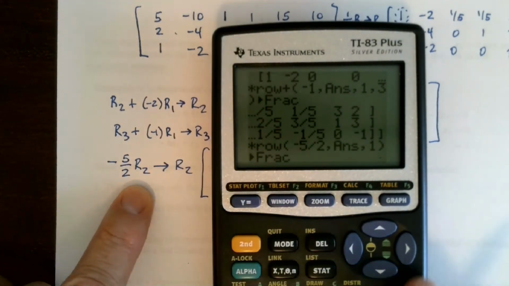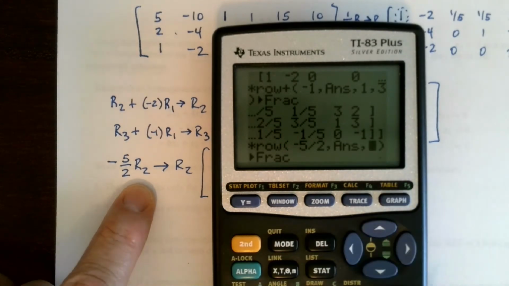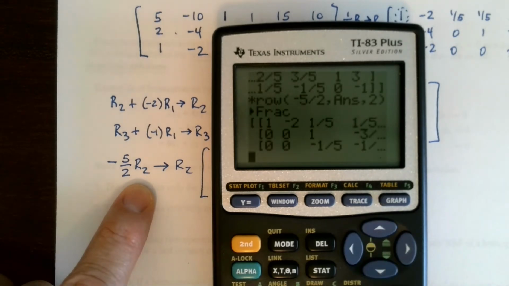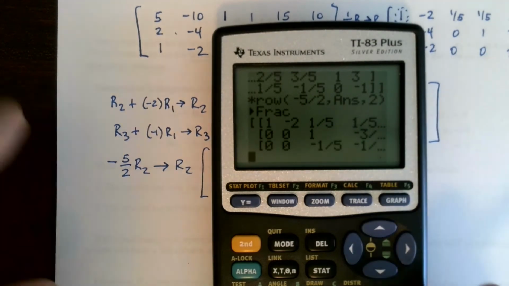Okay, -5/2. Answer is the matrix, right? And then I'm multiplying that -5/2 times row 2. Row 2. Still convert to fraction. I'll hit enter, and that has become a 1 now. That has become a 1.